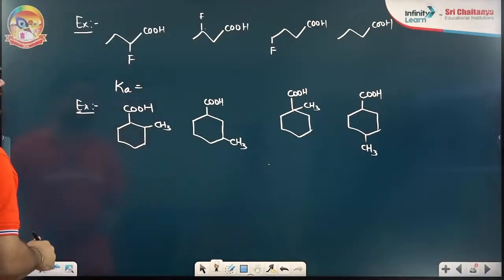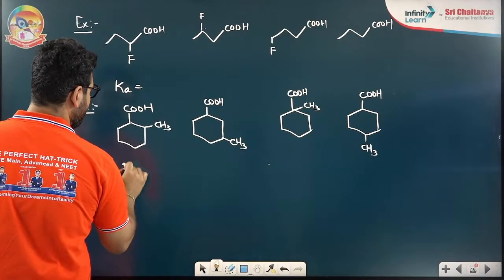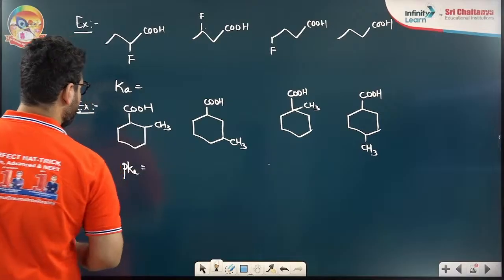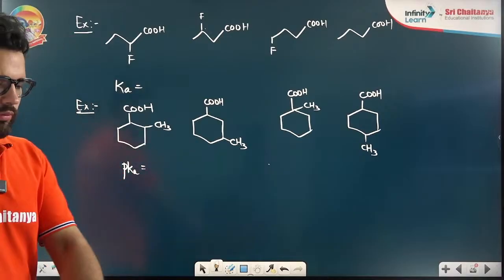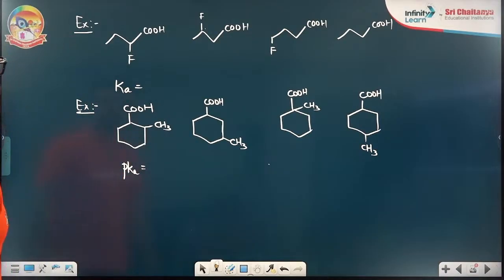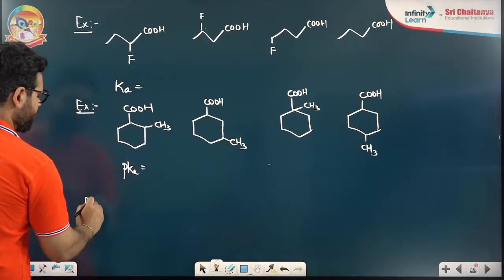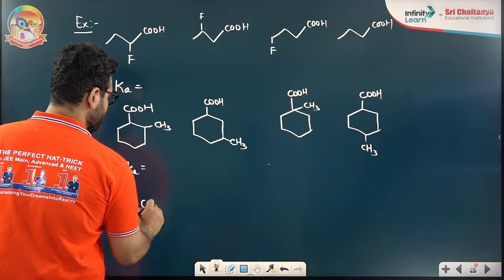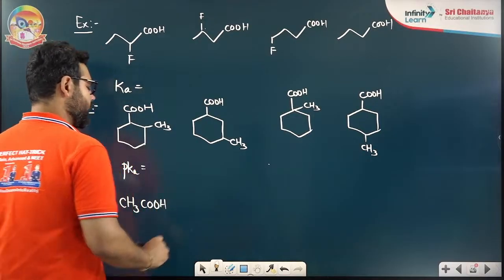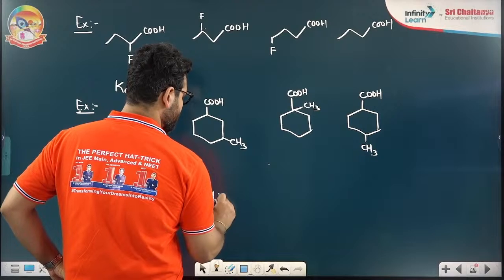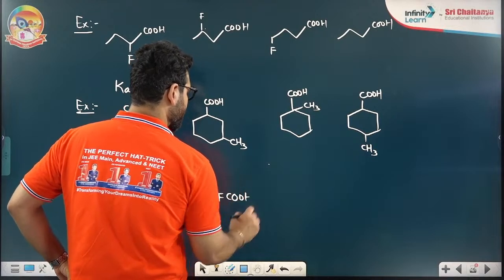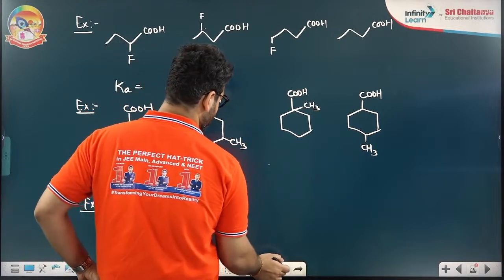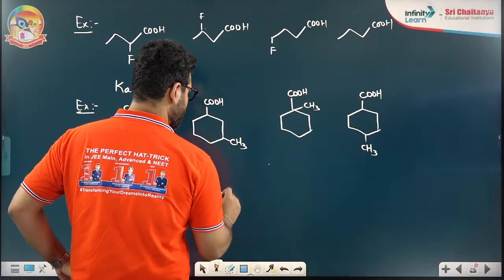In this one also, we will be asking for the, let's say, pKa. I'm asking here, what is the order of pKa here? Let me write one more example for you, which is going to be, let's take CH3COOH, CH2FCOOH, or CH2ClCOOH.